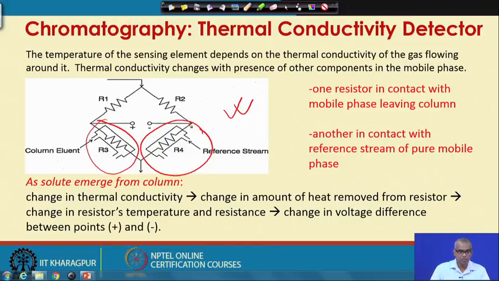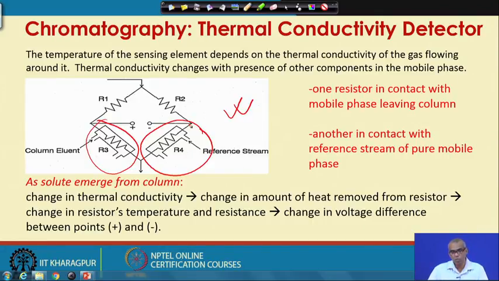As the solute emerges from the column, there will be a change in thermal conductivity. This is because the pure mobile phase doesn't have any components from the mixture, but the mobile phase that comes off the column has components of the mixture that I am separating in it. So, the thermal conductivity of these two phases is different.